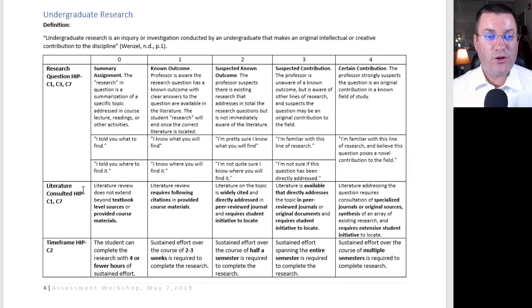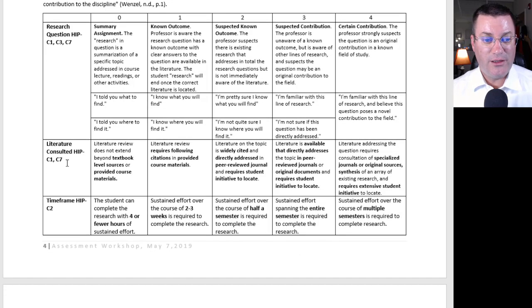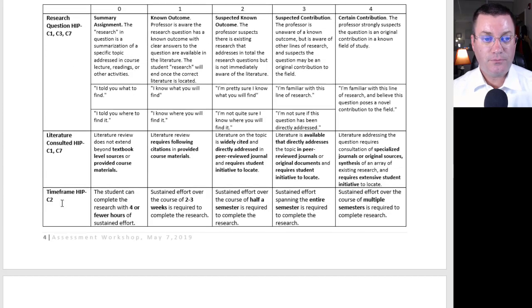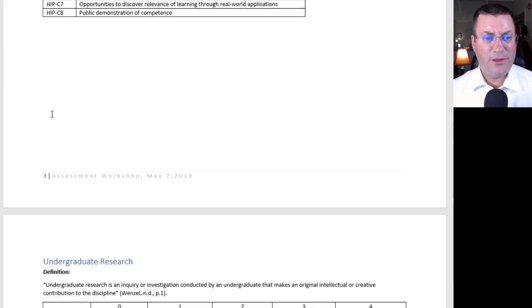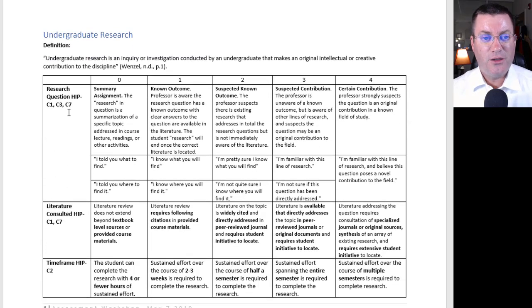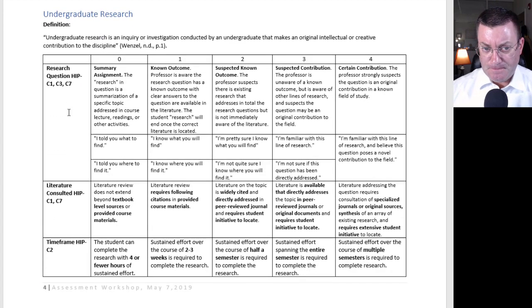So as you look at undergraduate research, I have 5 different categories. I have research question, literature consulted, time frame, feedback, and public demonstration. Research question ties to HIP C1, 3, and 7. That is performance expectations set appropriately high. C3, I believe, was interactions with faculty and peers. And C7 was opportunities to discover relevance. So let's look at research question.